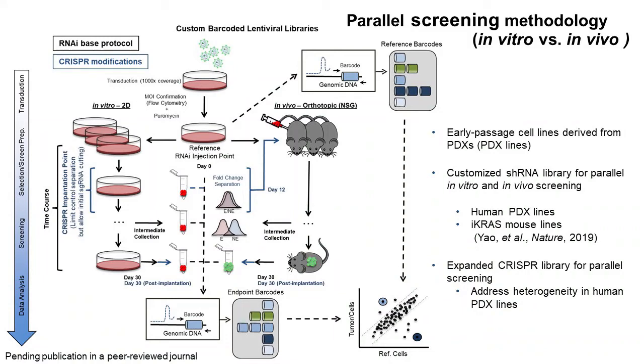Along with this, we also ran a parallel screening methodology, which allowed us to compare in vitro and in vivo settings. Essentially, upon establishing a reference population, following transduction and MOI confirmation of a pooled lentiviral library, we ran parallel time points in vitro and in vivo, and in vivo was conducted orthotopically for these human PDX lines that we've discussed previously. Ultimately, what this allows us to do at the bottom right is compare against the original reference population and identify barcode depletion and barcode enrichment.